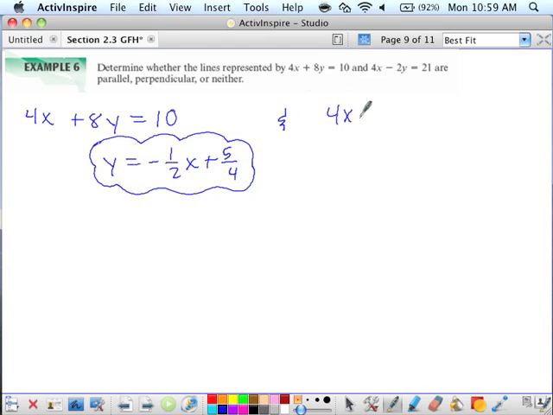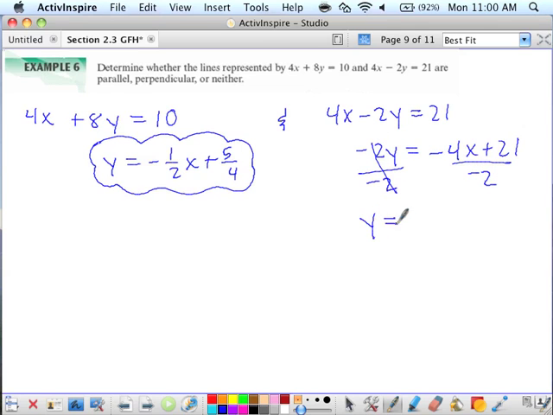4x minus 2y equals 21. You moved the 4x to the other side and it became negative 4x plus 21. Then divided both sides by negative 2. And you got y equals what? 2x plus or minus? Minus 21 over 2, or negative 10.5.